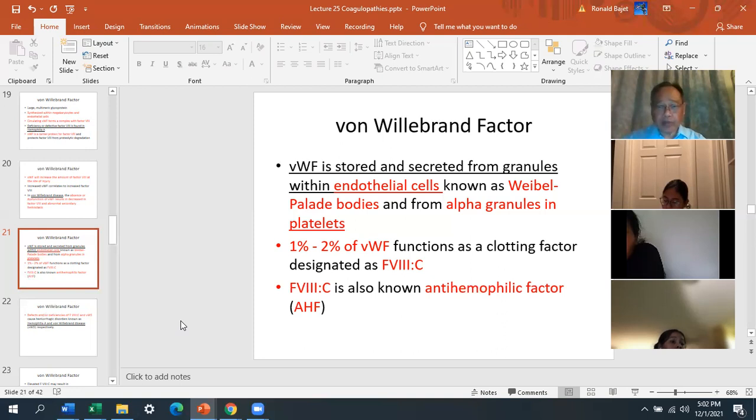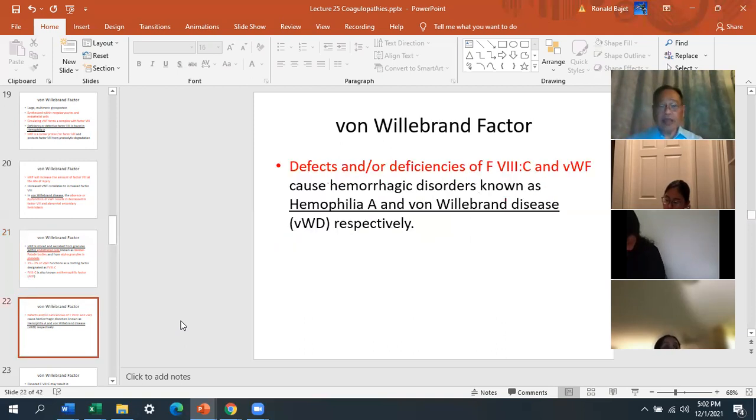One to 2% of von Willebrand factor functions as a clotting factor, designated factor 8C. Factor 8C is also known as the antihemophilic factor, AHF. Defects and deficiencies in factor 8C will result in hemophilia A, and in von Willebrand factor will result in von Willebrand's disease.